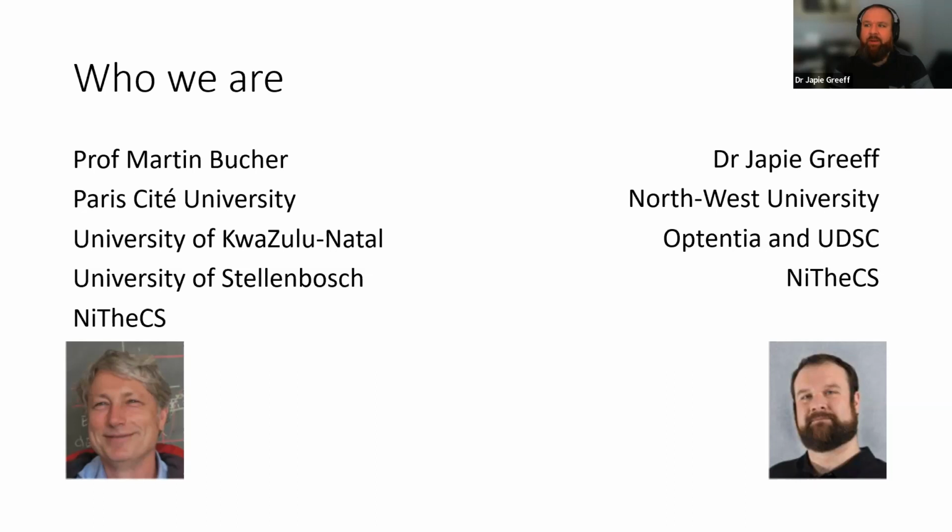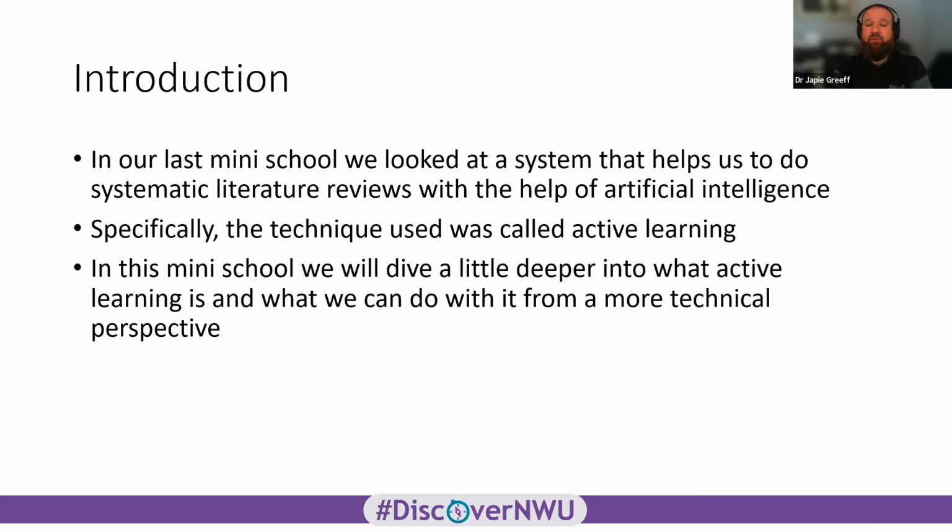As I mentioned in our last mini school, we looked at a system that allows you to do systematic literature reviews with the help of artificial intelligence. And the technique we used inside of that system was called active learning. And in this mini school, we're going to dive a little bit deeper into what active learning is and what we can do with it from a more technical perspective.